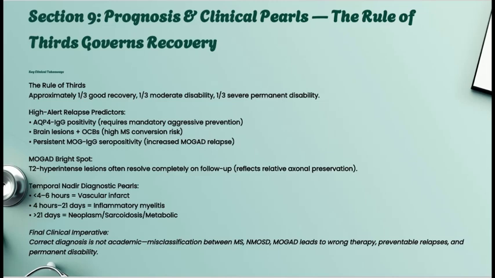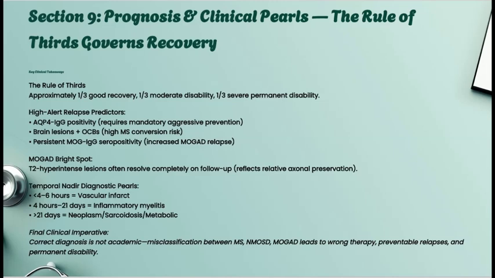Several examination pearls are worth reinforcing. If symptom progression reaches maximum deficit in under 4 to 6 hours, think vascular spinal cord infarction. If progression occurs over 4 hours to 21 days, inflammatory myelitis remains likely. If progression extends beyond 3 weeks, consider neoplastic, infiltrative, sarcoid, or metabolic causes. Another key point concerns ADEM. In pediatric populations, encephalopathy is required diagnostically. In adults, it is less consistently present.